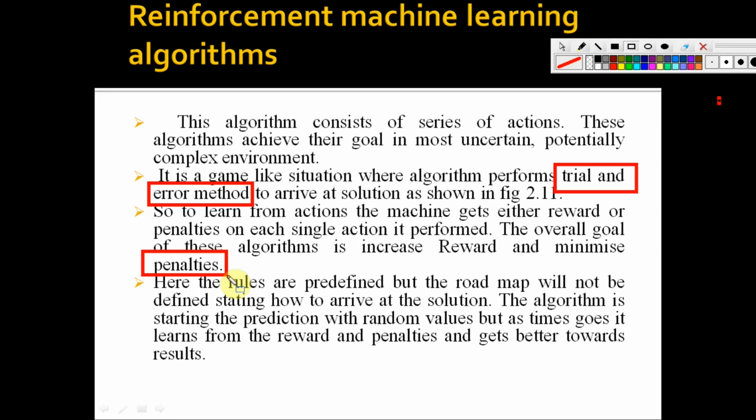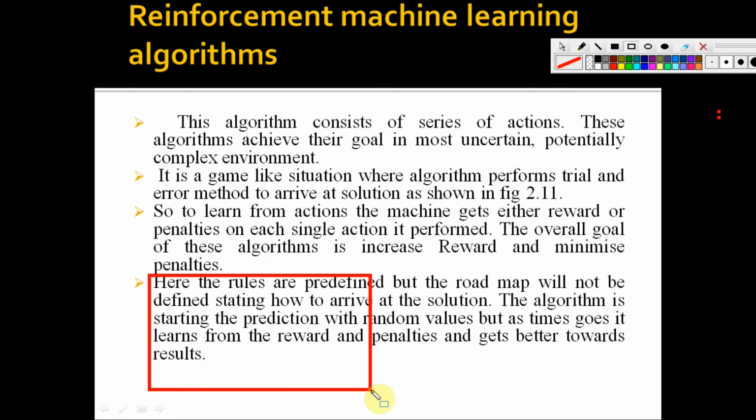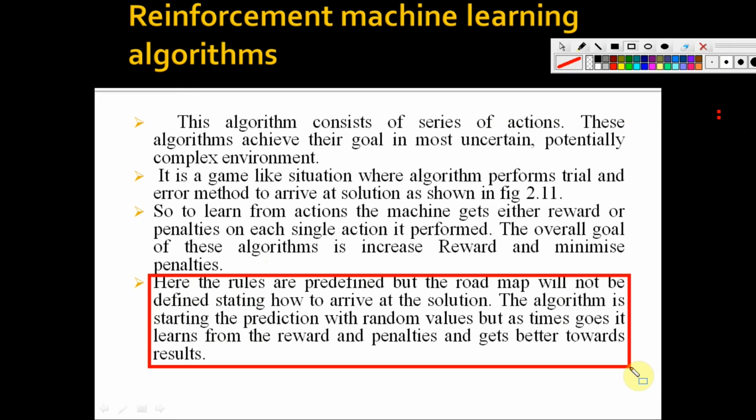Here the rules are predefined, but the roadmap is not defined, stating how to arrive at the solution. This is very important, guys. These words are very important: the rules are defined, but the path is not defined. Like how you want to reach, that is up to you. But these are the rules which you should follow if you want to reach that destination. This is something like this, right?